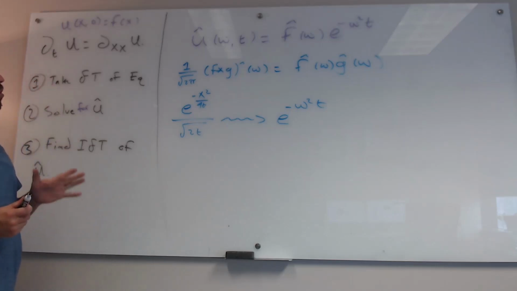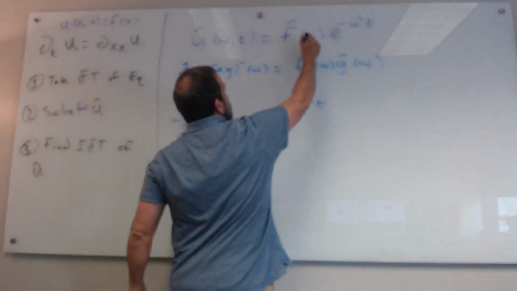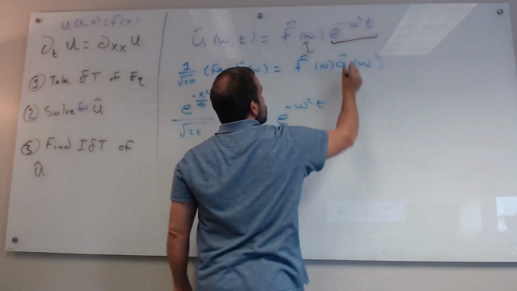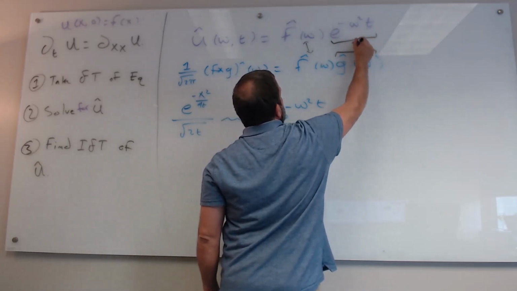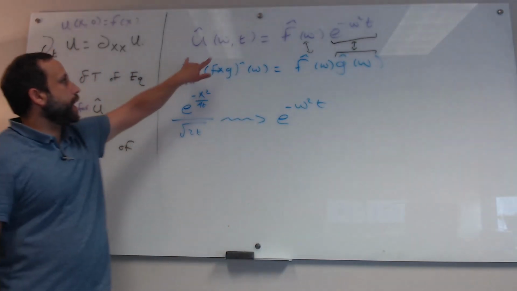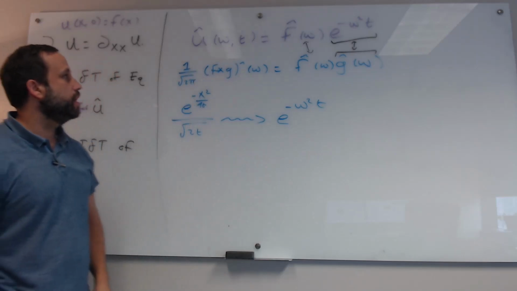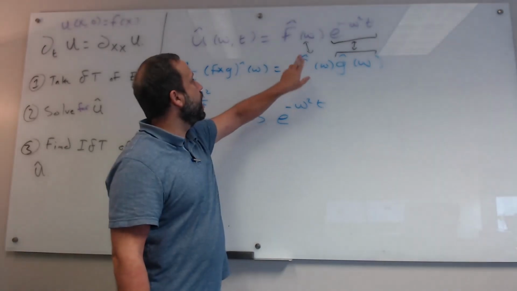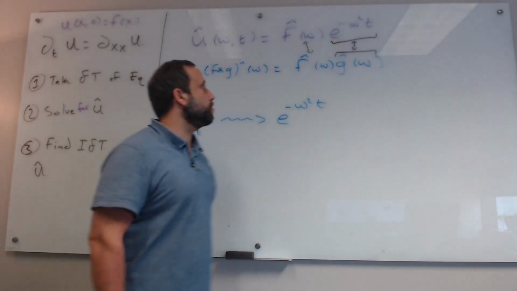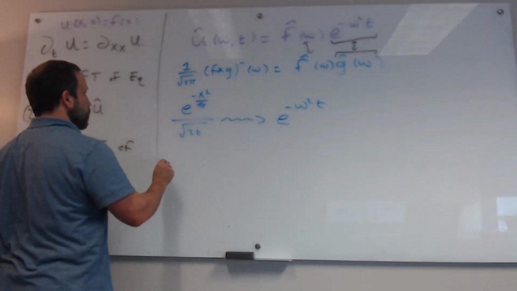If I look at this formula here, f hat and f hat match up with each other, and g hat of omega matches up with this. So the inverse Fourier transform of this, which is going to be the solution, is going to be the convolution of f and the inverse Fourier transform of e to the minus omega squared, divided by 1 over the square root of 2 pi.